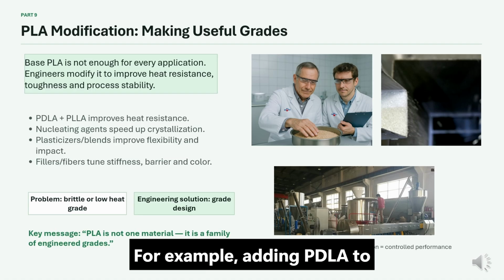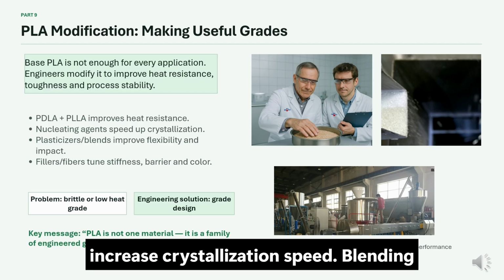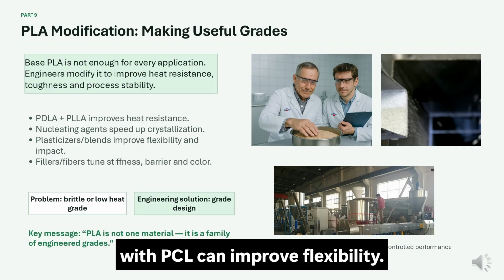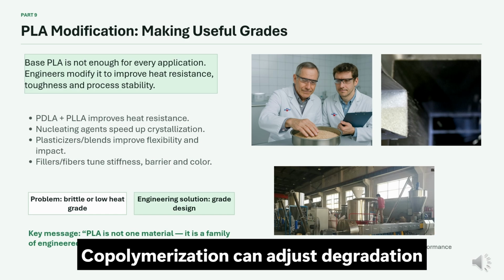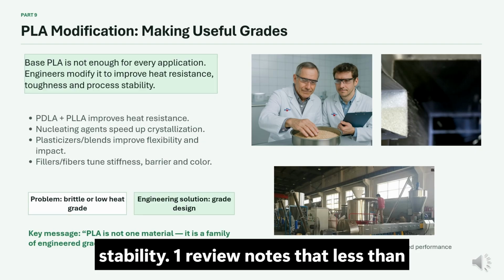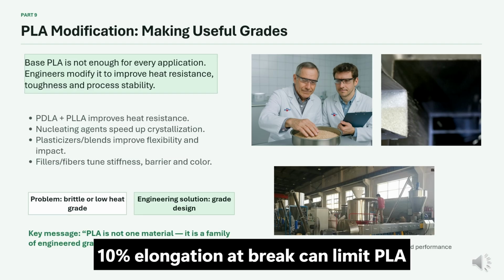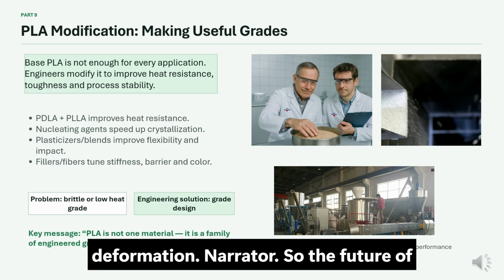For example, adding PDLA to PLLA can form stereocomplex crystals. Adding nucleating agents can increase crystallization speed. Blending with PCL can improve flexibility. Adding fibers can improve stiffness. Copolymerization can adjust degradation behavior. PLA's natural limitations include brittleness and limited thermal stability. One review notes that less than 10% elongation at break can limit PLA in applications requiring high plastic deformation.